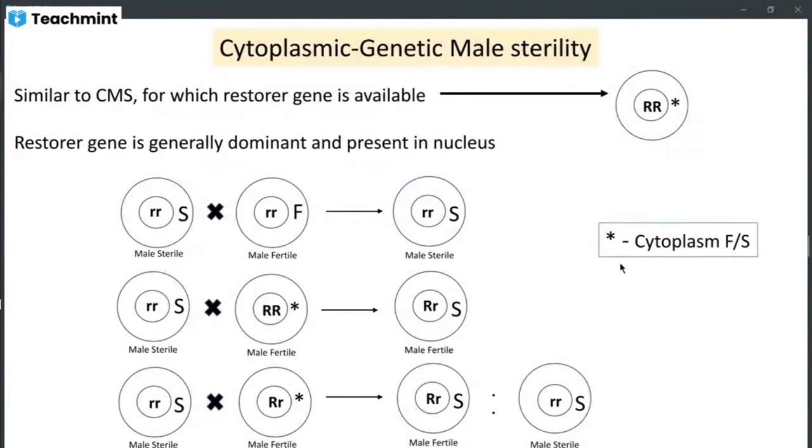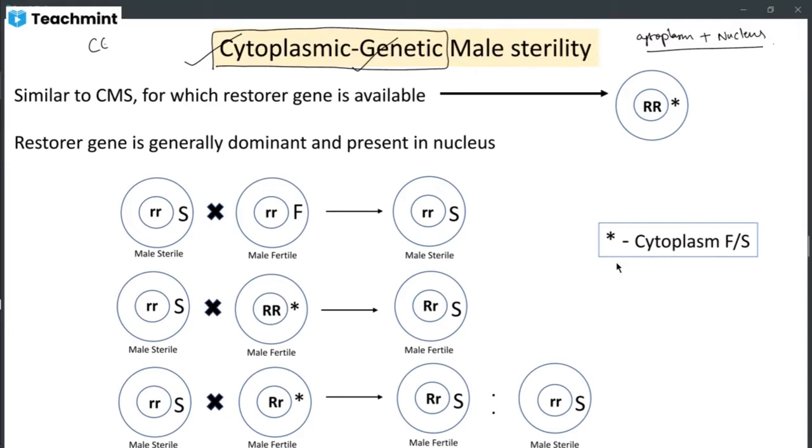And then we'll be dealing with cytoplasmic genetic male sterility. Just from the name itself, you can decide that the genes are present in both your cytoplasm as well as your nucleus. This is your CGMS system. CGMS system is almost similar to the earlier discussed cytoplasmic male sterile system. The only thing is that the restorer gene is available.